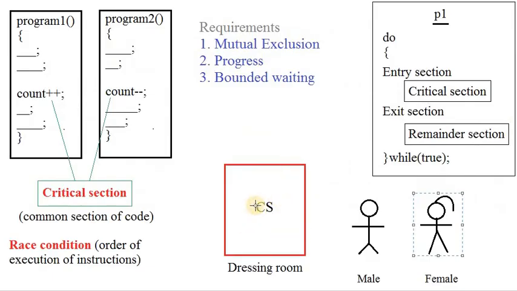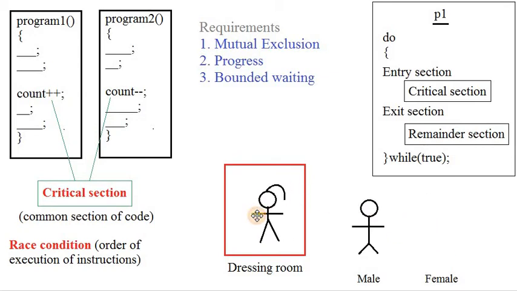Suppose the critical section is empty, that means no process is executing in its critical section, but here the female wants to enter into the critical section. In this case, the female should be allowed to enter, because among these two persons only the female is interested to use the dressing room, right? So whenever some person is interested to use the dressing room, we should not restrict that person from entering into the dressing room, right?